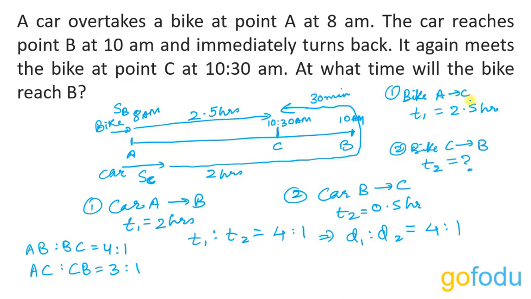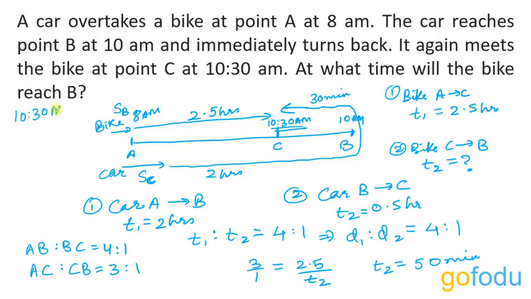The ratio of distances from A to C and C to B is 3 to 1. So distance is directly proportional to time. 3 upon 1 will be equal to 2.5, that is T1, upon T2. The ratio of distance will be the same as the ratio of time. From here we can easily calculate T2 as 2.5 hours upon 3, that is 150 minutes upon 3, or 50 minutes. So the time taken by the bike to reach from C to B is 50 minutes. 50 minutes after 10:30 am would be 11:20 am.